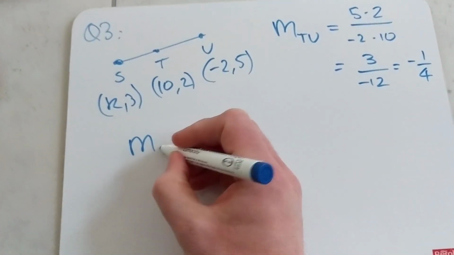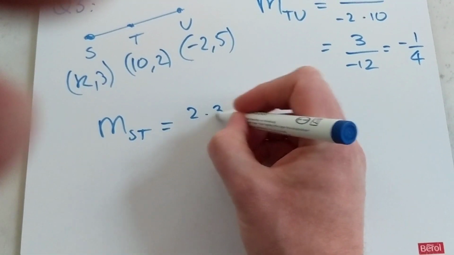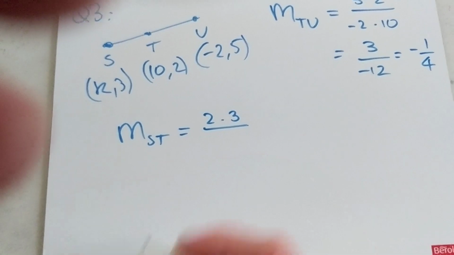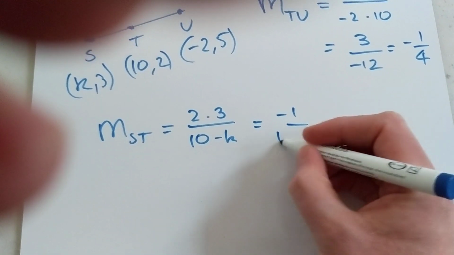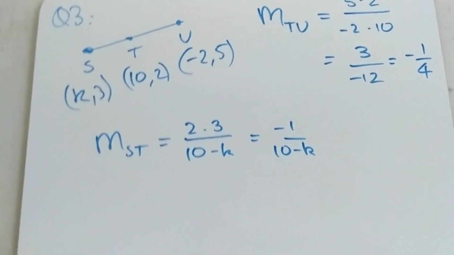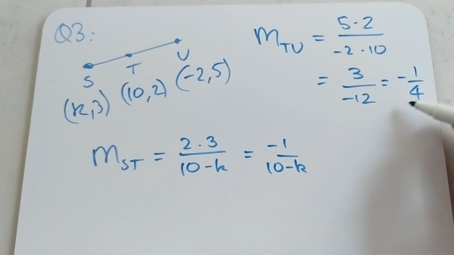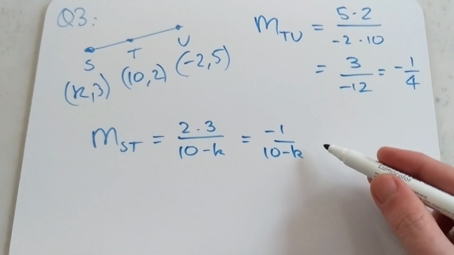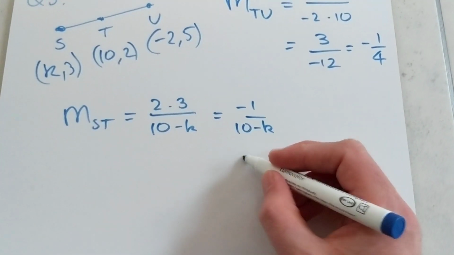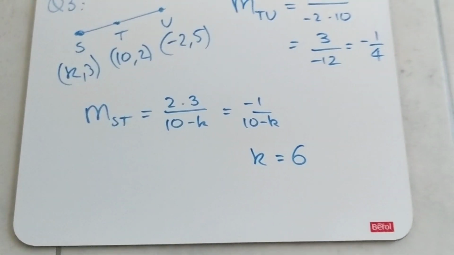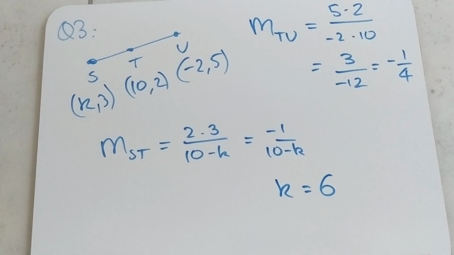So the gradient between S and T, work it out in the same way. y2 take away y1, 2 take away 3 on the top, and on the bottom, 10 take away k. That gives you minus 1 over 10 take away k. Now you know the gradient between those 2 points is minus a quarter, and the gradient of this has to be the same, as it's on one line. So what value of k would help you get 4 in the bottom? Well, k would have to equal 6. You can set that out in loads of different ways, as people did, but if you got that working, you'd get full marks.